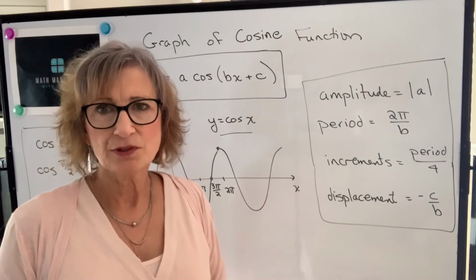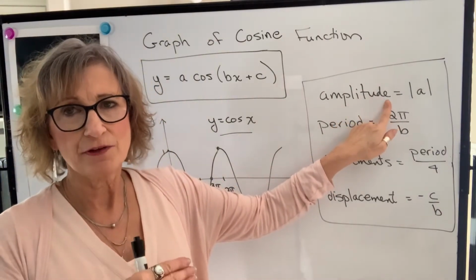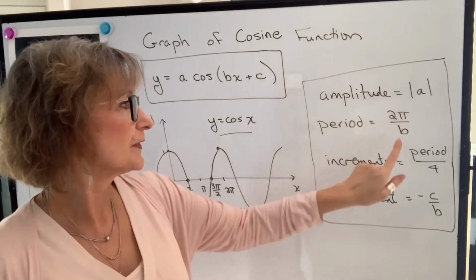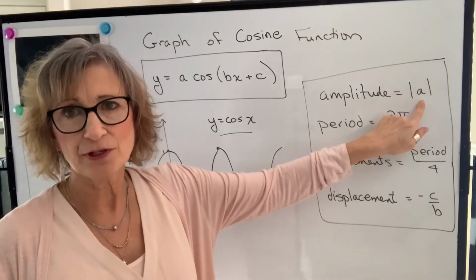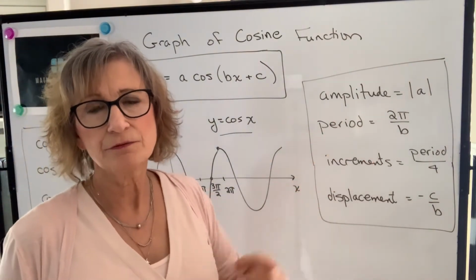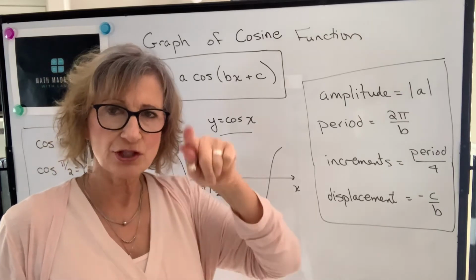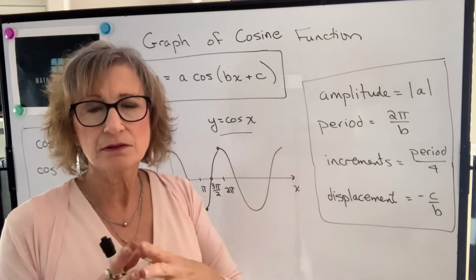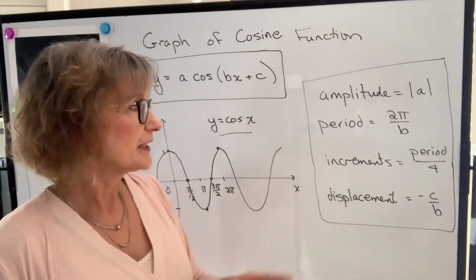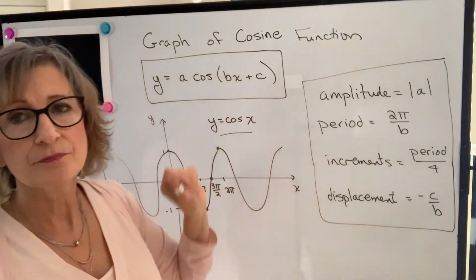When we talked about the sine graph, we talked about amplitude, which represents the highest y value that the graph will reach. It's still defined as the absolute value of a. The period of the function, cosine is also a periodic function, which means that its shape repeats and repeats. It just continues on. It's defined as 2 pi divided by b.